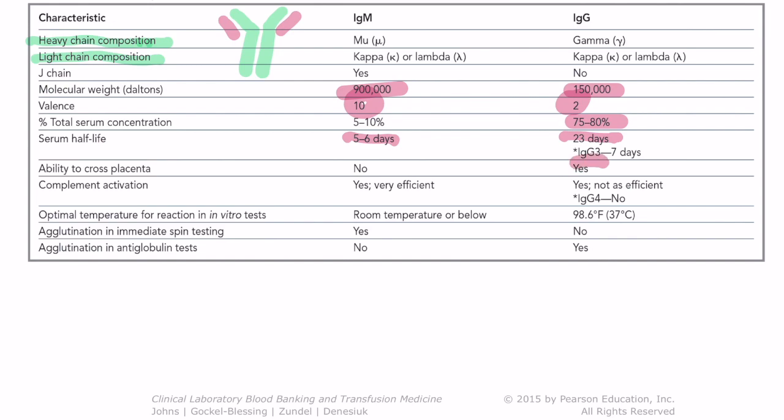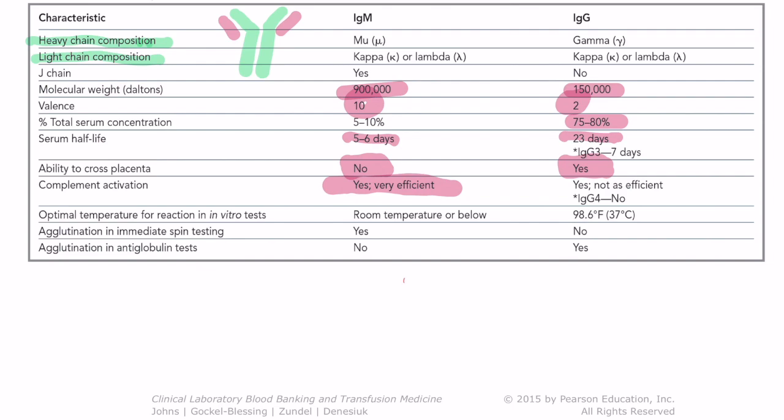Right here, this is huge. Make sure you know which one crosses the placenta. I always think about the M just being larger. It can't cross the placenta, where our IgG will. Complement activation. They both can activate complement. IgM is much more efficient at it and will cause that intravascular hemolysis.